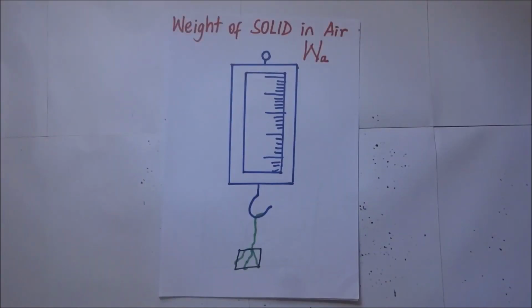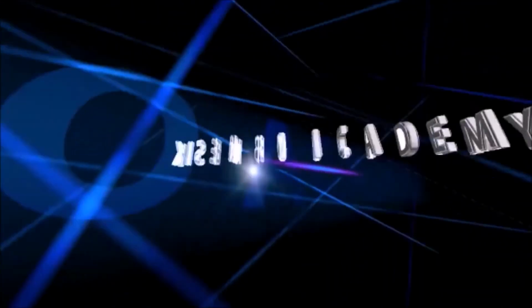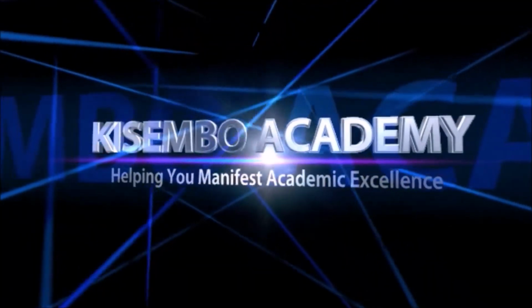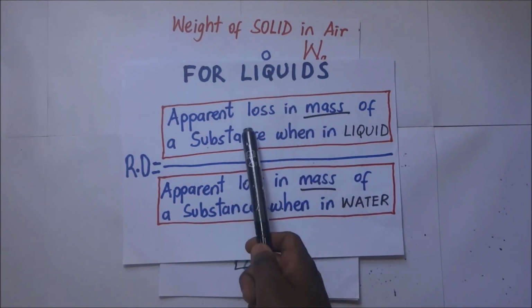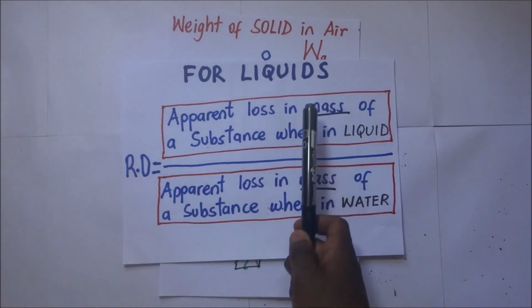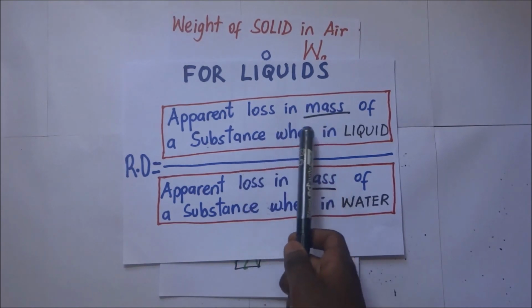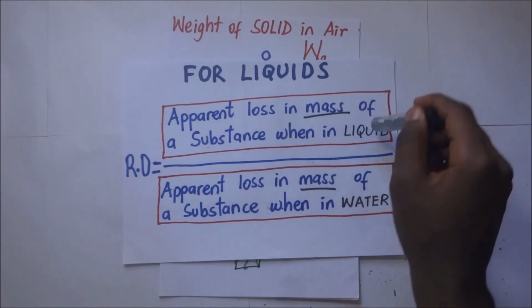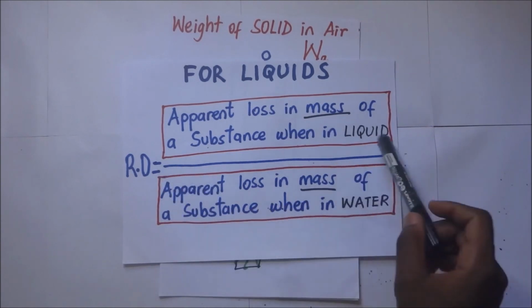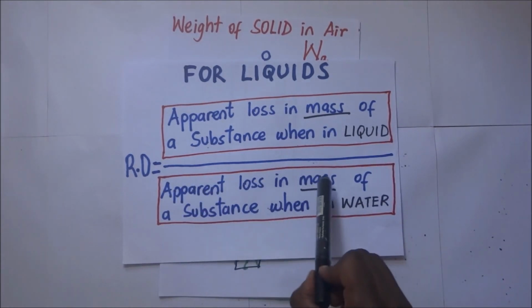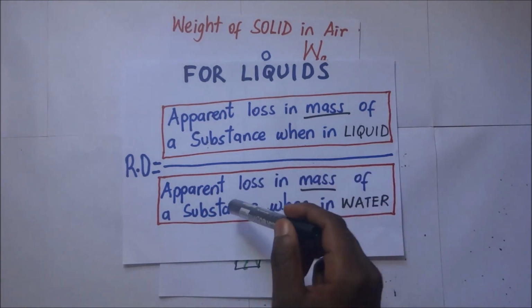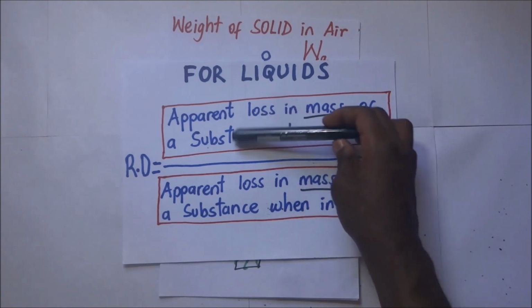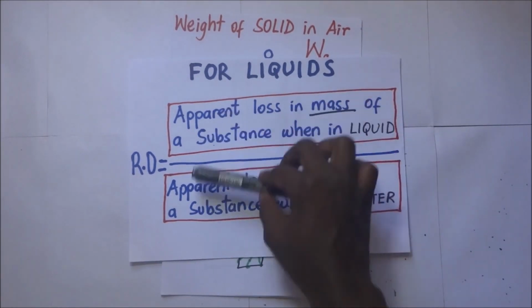In this session, we are going to describe an experiment to determine the relative density of a liquid. Now, from our previous sessions, we said that to find the relative density for liquids, we need to find the apparent loss in mass or the apparent loss in weight of a solid when it is immersed in that liquid whose density we want. Divide that by the apparent loss in mass or the apparent loss in weight of a solid when that solid is immersed in water. Now we need to verify this experimentally.